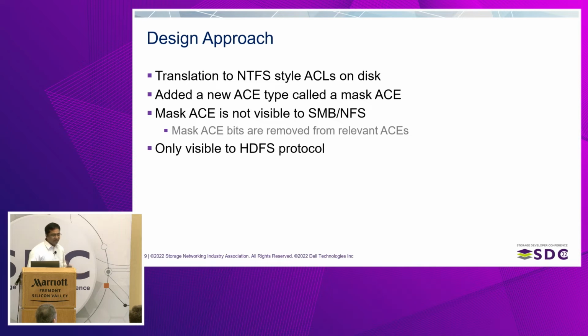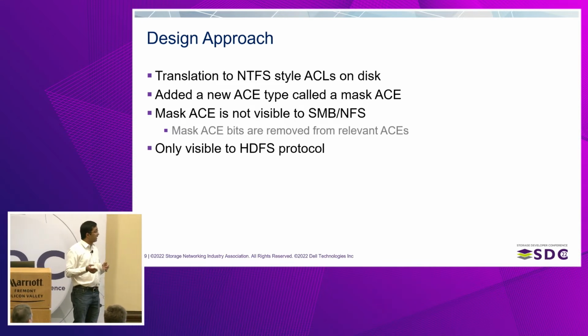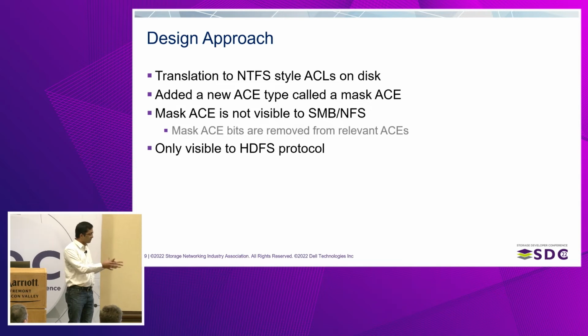So we went with the middle path. What we did is we translate to NTFS ACLs on disk. So we take the POSIX ACL from HDFS, we write it as NTFS ACLs. But because this is OneFS ACLs and it's a superset of NTFS ACLs, we added a new ACE type called mask ACE. And that mask ACE implements the semantics of what you need from the POSIX mask ACE. As I mentioned earlier, there's nothing analogous to a mask ACE in NTFS, so you need something new.